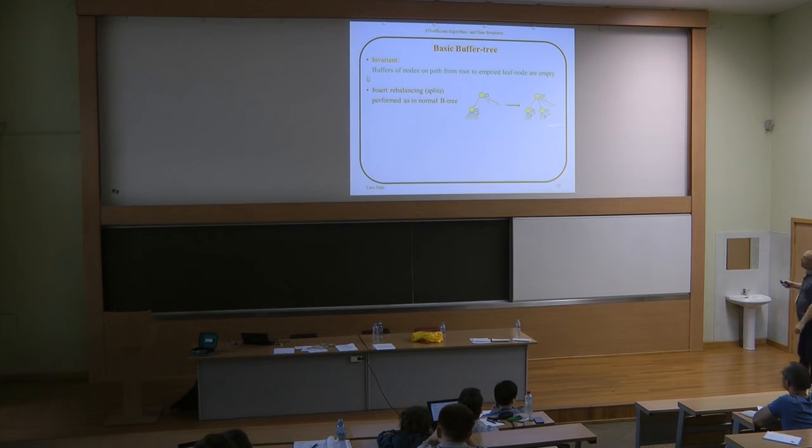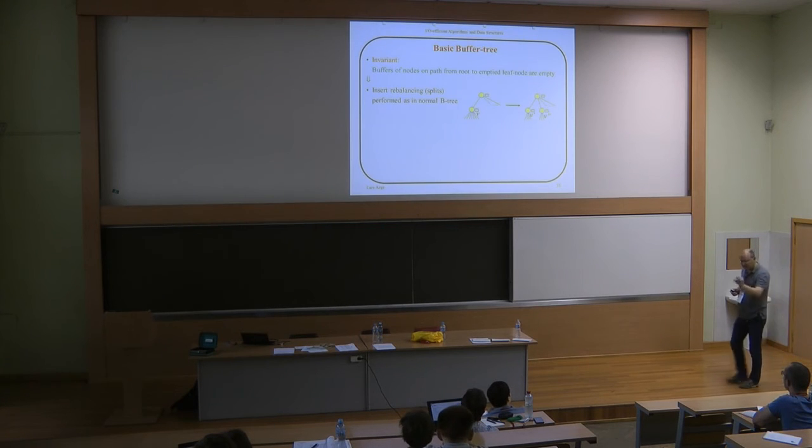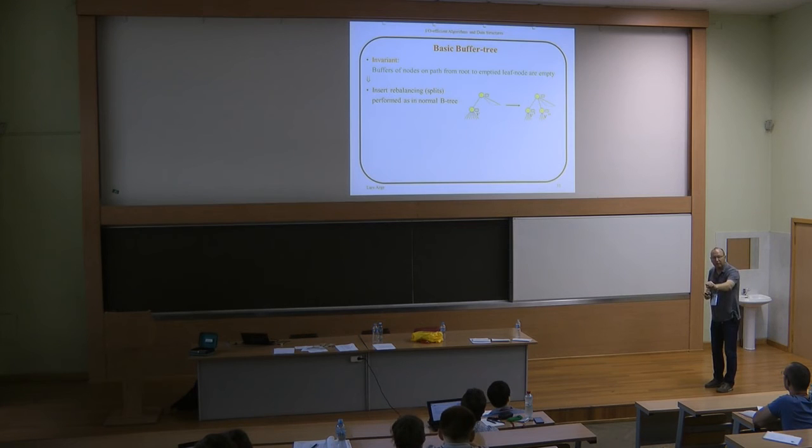Now that's actually very easy because I maintain the invariant that when I'm standing in a leaf where I put in an element, all the buffers up to the root are actually empty. So it looks exactly like a B tree. Why are they empty? I just emptied them, right? But you can imagine how difficult it is to understand the first time.